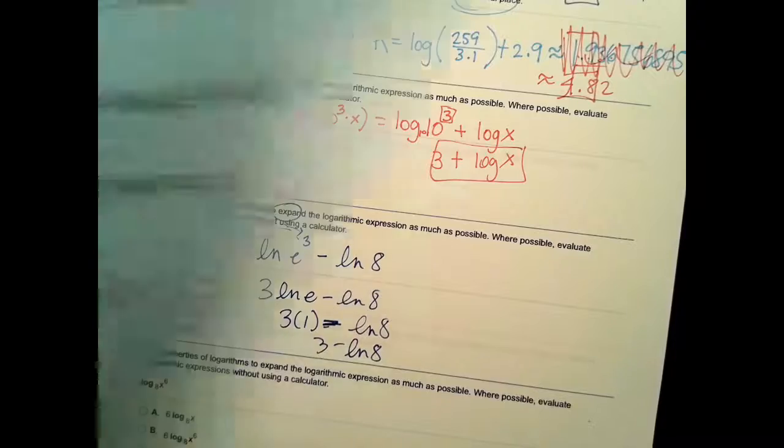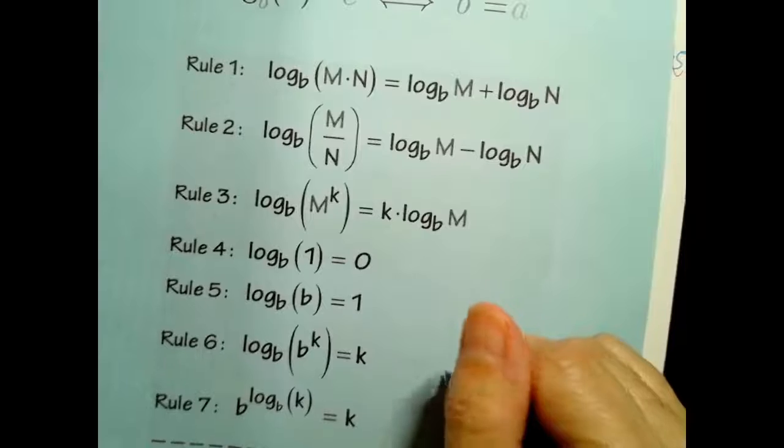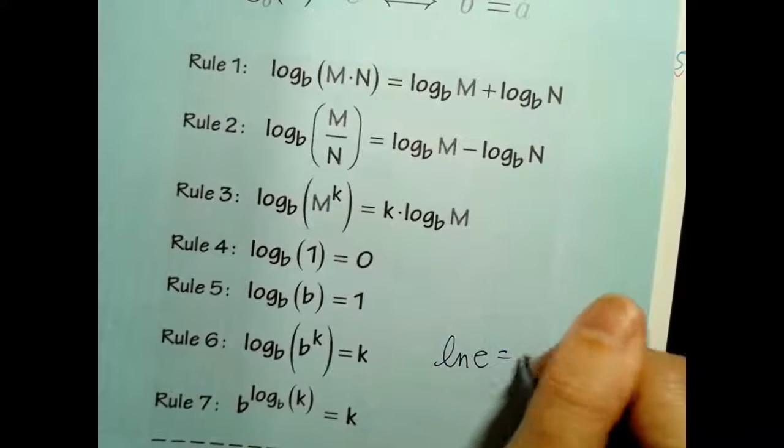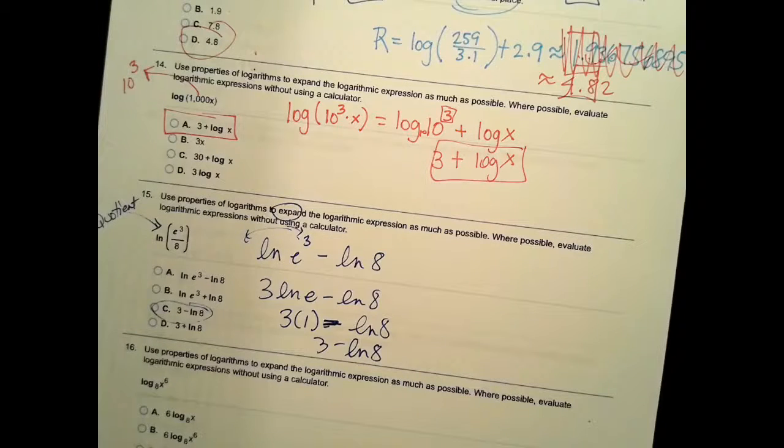So come back over here and remember, oh, that's not on this paper. Okay, so remember that the natural log of e is equal to 1. That might be something you need to add to your paper. Okay, natural log e is equal to 1. Next.